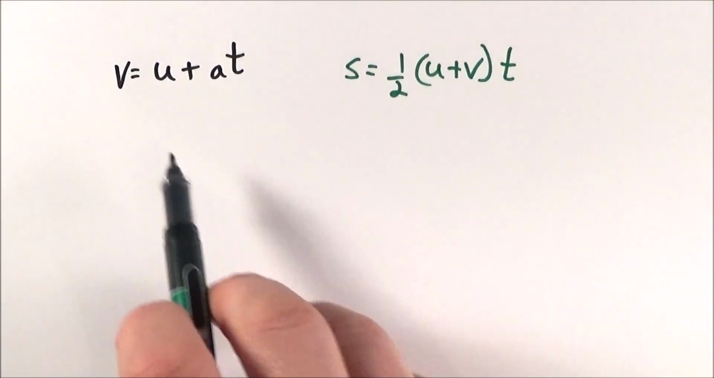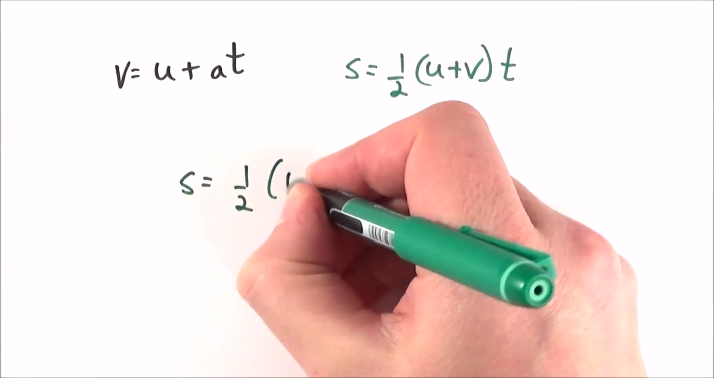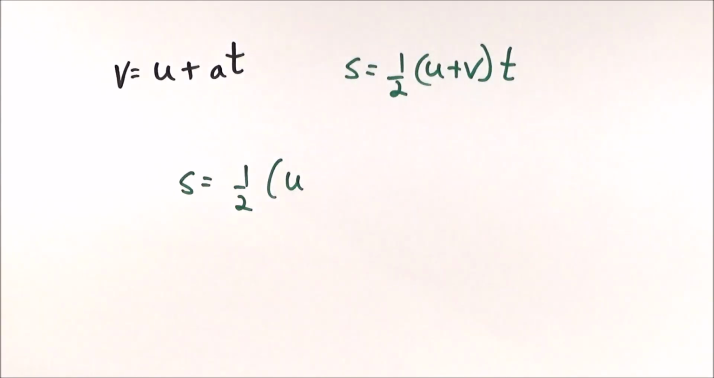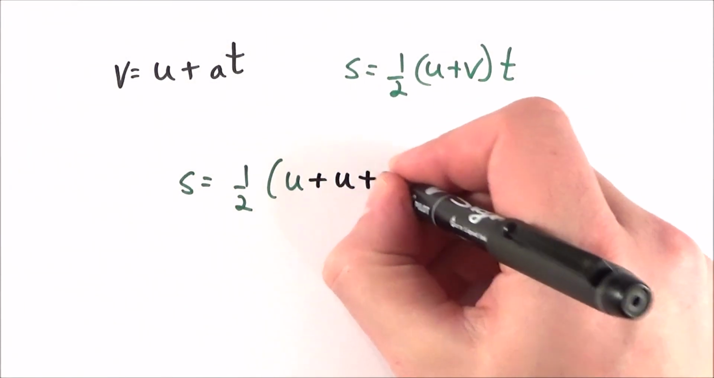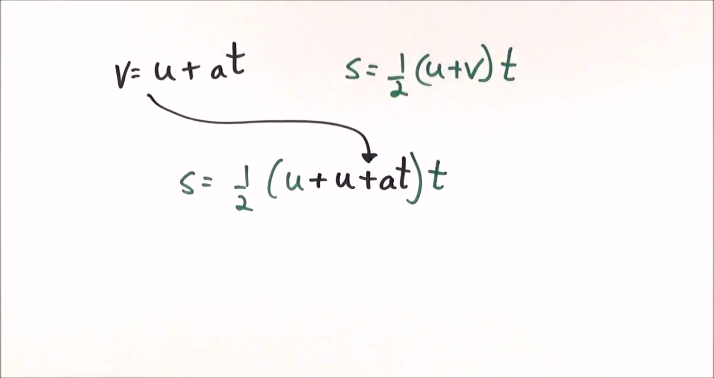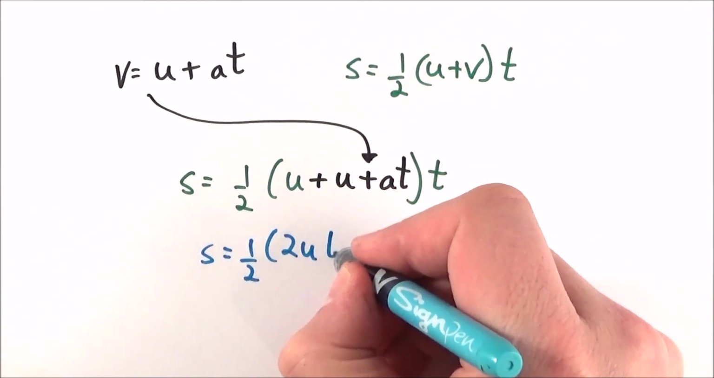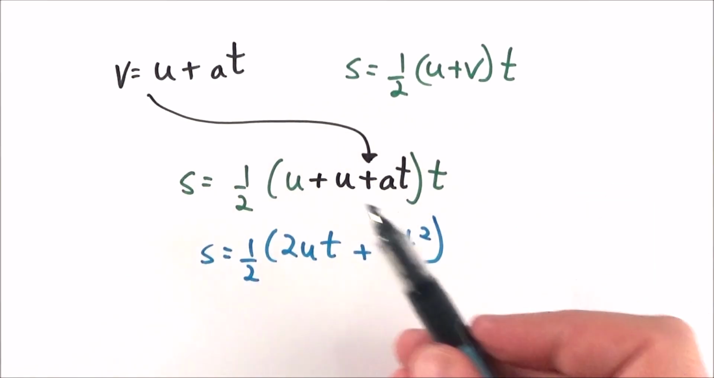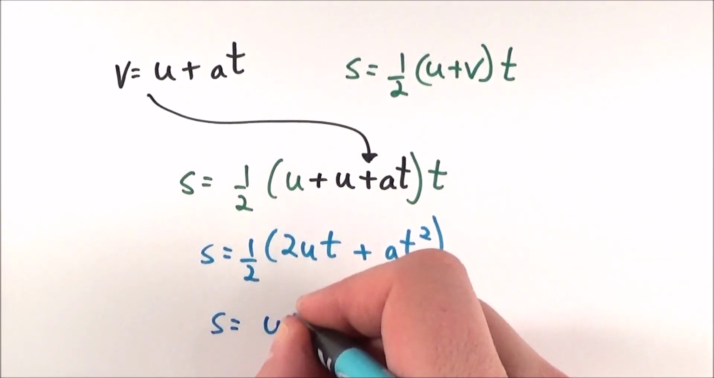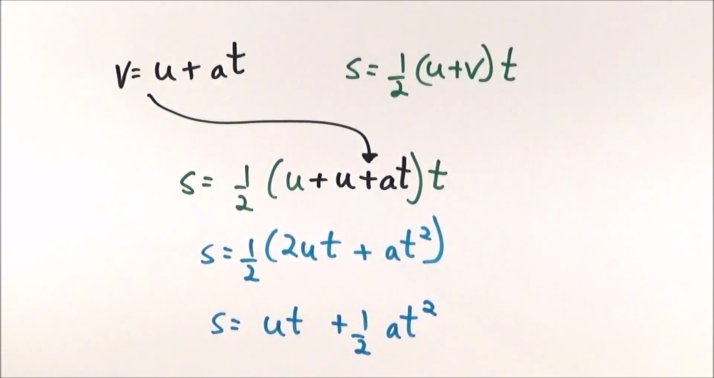Okay, now the tricky part. This is our first equation and this is the second. If I use this equation here, I can say that S is equal to a half times u plus v times t. But we know from this equation here that v is equal to u plus at. So S is equal to a half u plus at, which comes from up here, all multiplied by t. If we sort this out, we can say that S is equal to a half times 2ut plus at squared. All I've done here is combine the two u's and multiply through by t. And we can then multiply this all by half. So we can say that S is equal to ut plus a half at squared. And that's our third SUVAT equation.